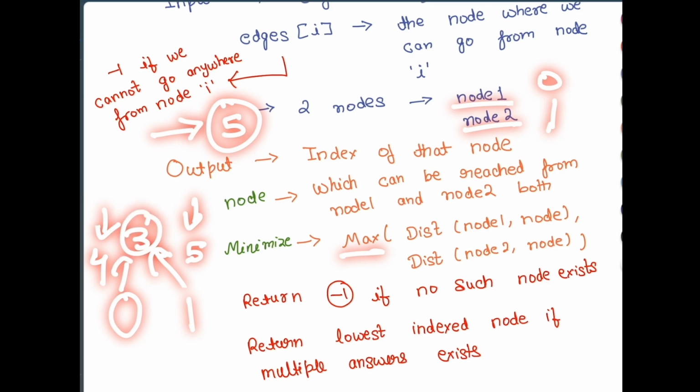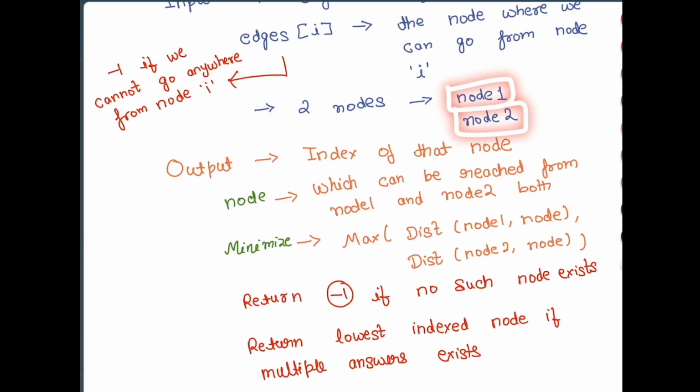So basically, the chances are that when you have two nodes, node 1 and node 2, there are multiple other nodes which are reachable from node 1 and node 2 both. You need to make sure that the maximum of the distance from node 1 to the node and node 2 to the node, this value, should be minimized.